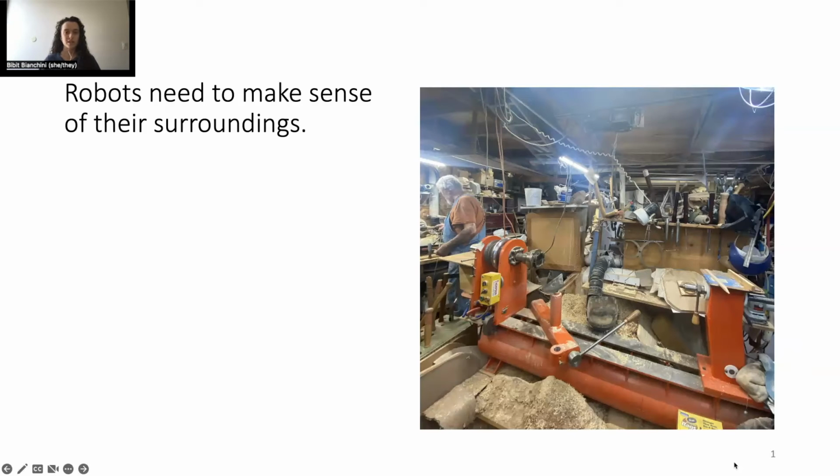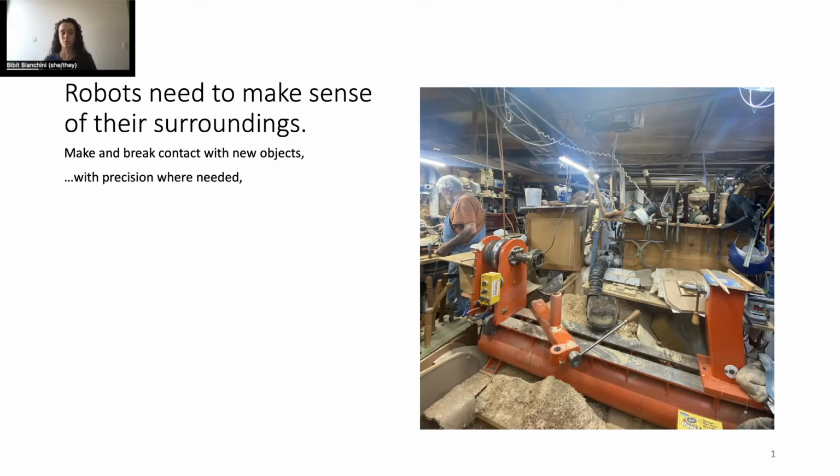Let's first consider the problem of asking your future home robot to perform a task for you. It's going to be clear that they will need to make sense of their surroundings, make and break contact with new objects with precision where needed, and quickly. Because if you ask your robot for a glass of water, you probably want it today and not next week.